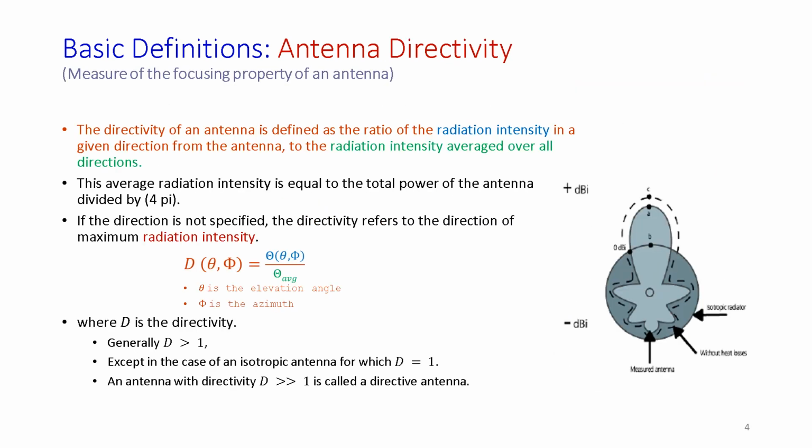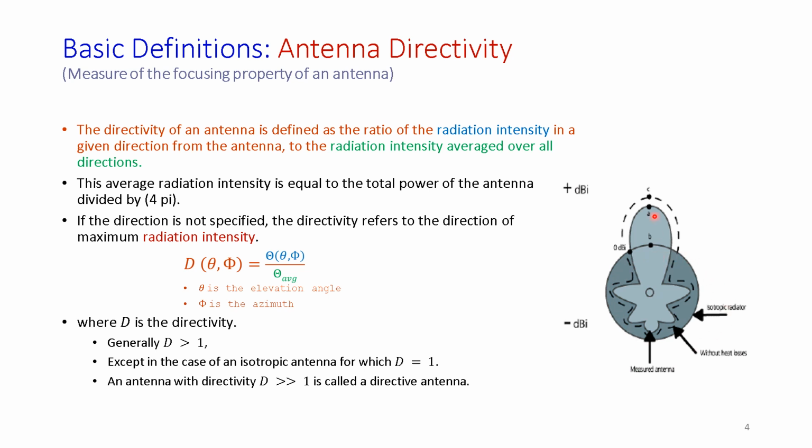The second important definition is the antenna directivity. Maybe we have shed some light on this, but we can review that by saying the directivity of an antenna is defined as the ratio of the radiation intensity in a given direction from the antenna relative to the radiation intensity averaged over all directions. So we have a sphere. Sorry, this diagram is shown in 2D, but in general we have 3D. So we have a sphere if you have an isotropic radiator.